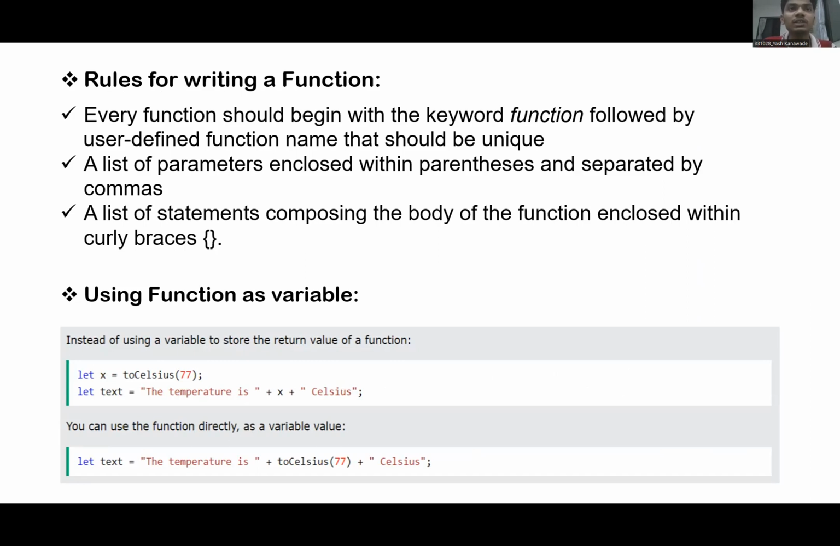Then using the function as a variable. So this is an example. As we can see there, we have taken let x equal to a function, that is toCelsius, with 77 as the argument, and we are using let text equal to "The temperature is", and we are accessing that x, that is the value of the function. Similarly, we can directly write it by putting the function call in place of x, toCelsius(77). Both are one and the same. We can use a function as a variable. So next one.